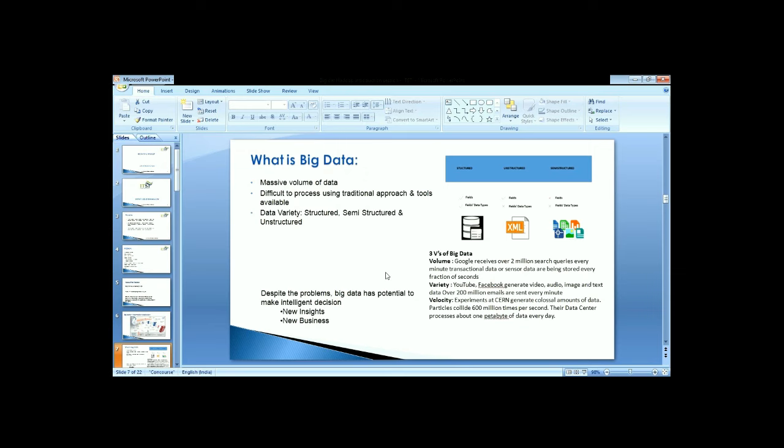Semi-structured is more like XML data. So there is some structured data and some unstructured data in XML, as you usually see. So these are some of the variations of data.